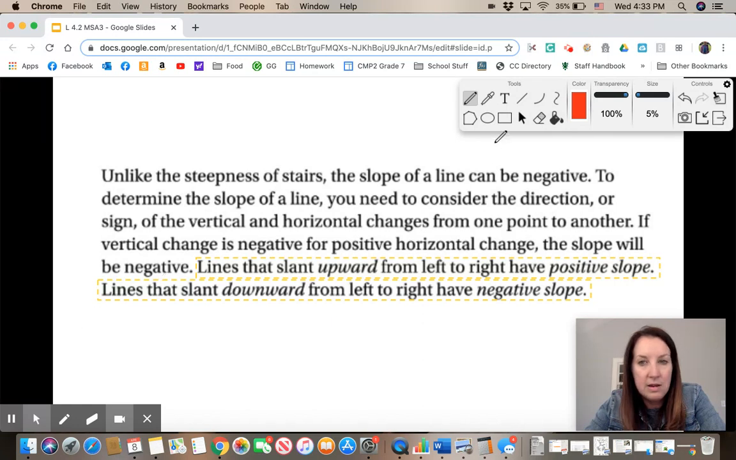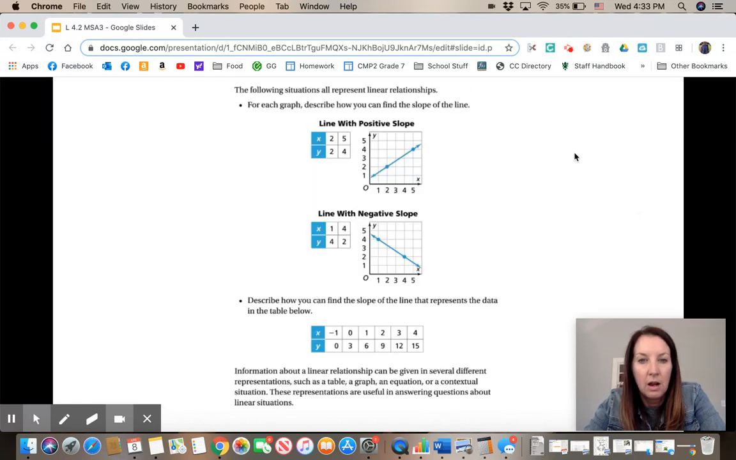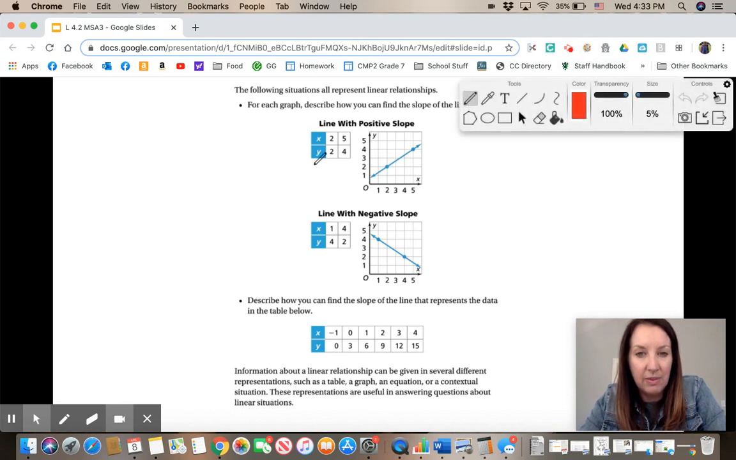And then, give me this. So in these situations, they all are linear relationships. For each graph, describe how you can find the slope of the line. So here's what I'm talking about with this x1 and y1. We're going to look at this top one here. This is a positive slope going up to the right.